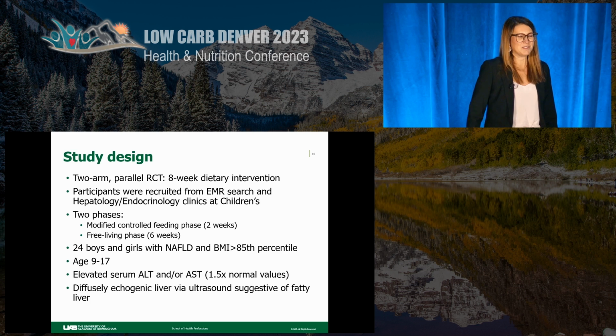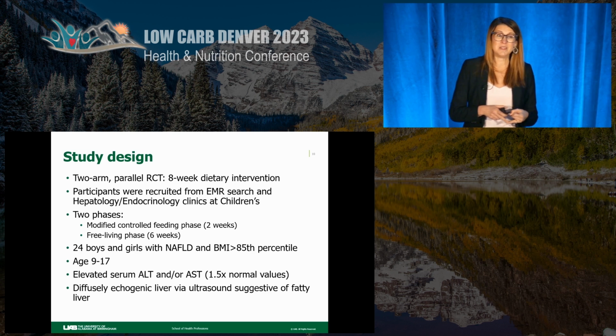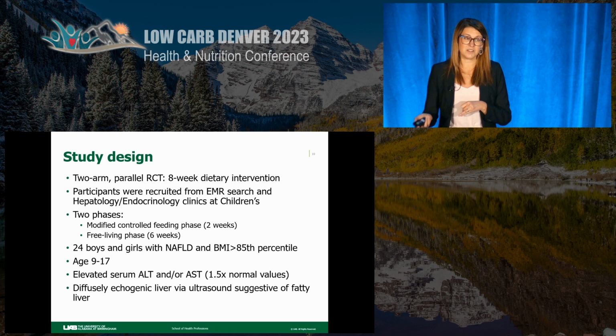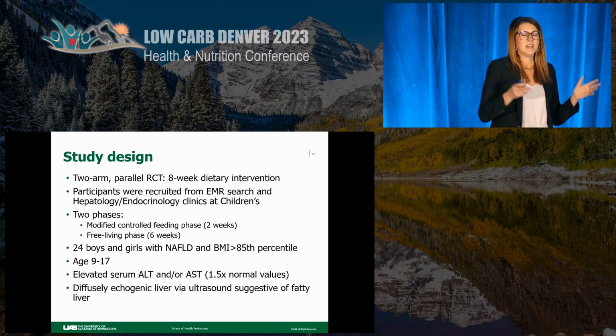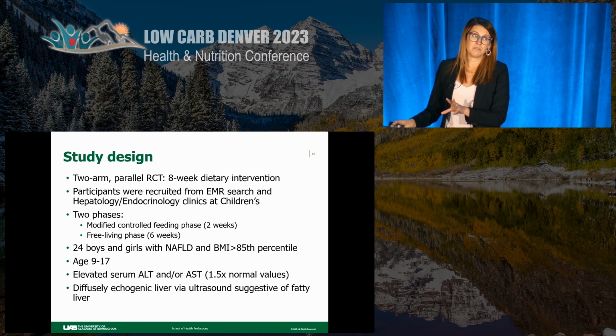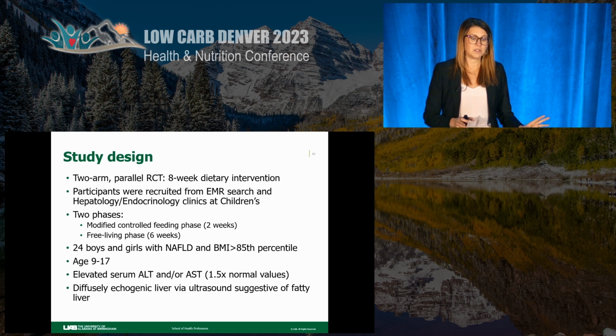So in this study, we had 2 phases. It was a pilot study, so it wasn't NIH level funding. It was funded by the Thrasher Pediatric Research Fund and also the UAB Diabetes Research Center that's NIH funded. So we had a modified controlled feeding study where I provided groceries to the families for 2 weeks at the beginning of the study that aligned with whichever diet approach they were randomized to, and then there was a 6-week free living phase after that initial feeding period.